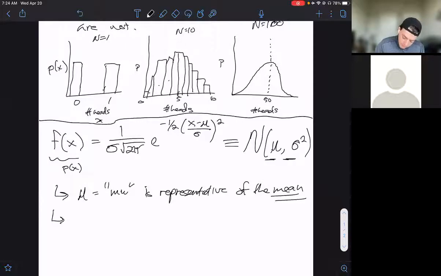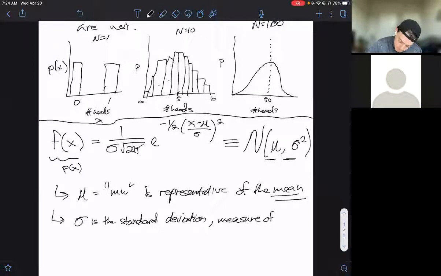The sigma, on the other hand, is a little bit tricky. And so the sigma is represented as the standard deviation. And this basically is a measure of spread from mu. And when we do the sigma squared, this is called the variance.